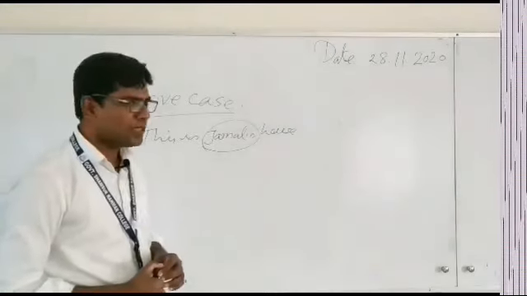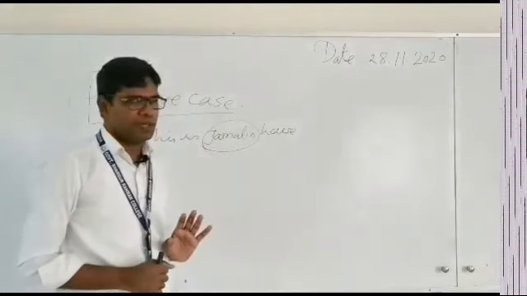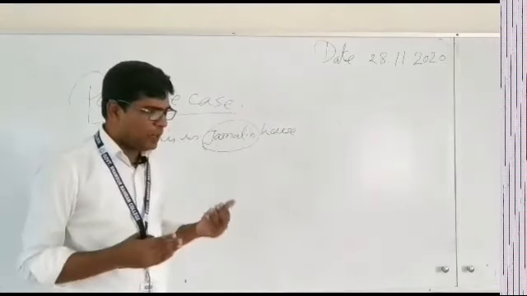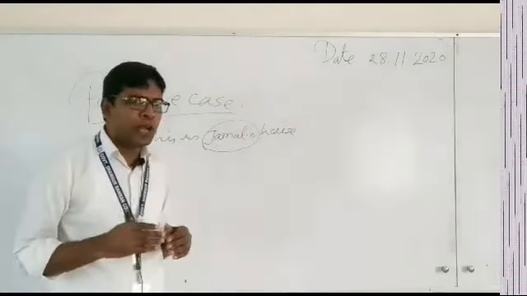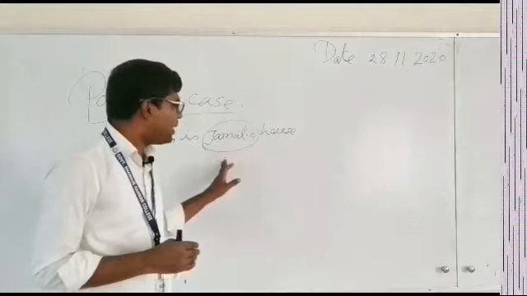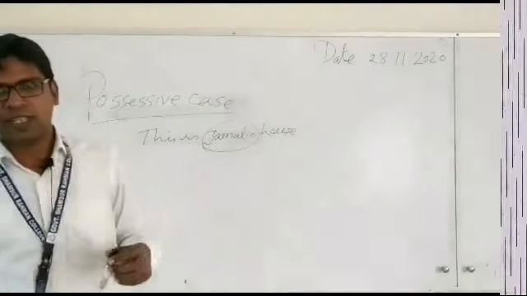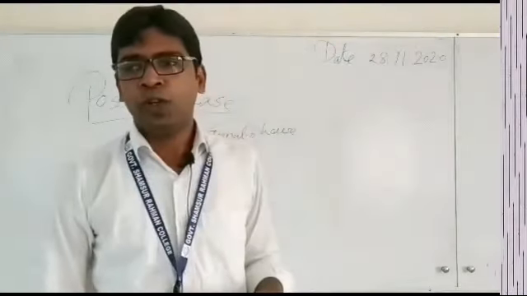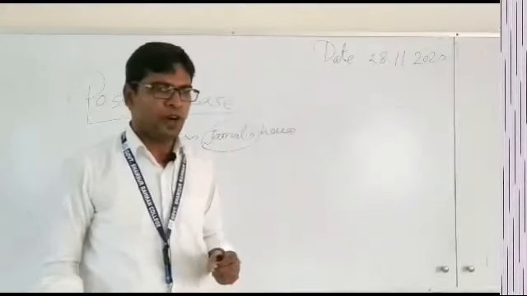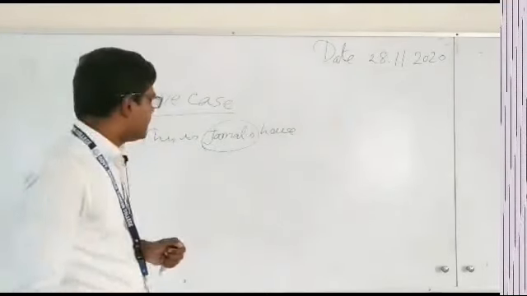Who is the owner of the house? Jamal is the owner of the house. So Jamal's is here possessive case. So dear students, in other words, we can say possessive case is the owner of any noun or pronoun. Who is the owner of the house? Jamal. So Jamal's is here possessive case. I think the definition of this case is clear to you, but we have to know how we can form a possessive case. Now we discuss how we can form a possessive case.